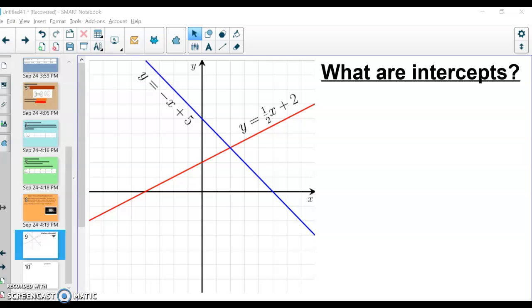Alright guys, so today for this lesson we are going to be talking about intercepts. And on the screen you see the question is, what are intercepts? The best way that I like to think about intercepts is an analogy that I use with football.